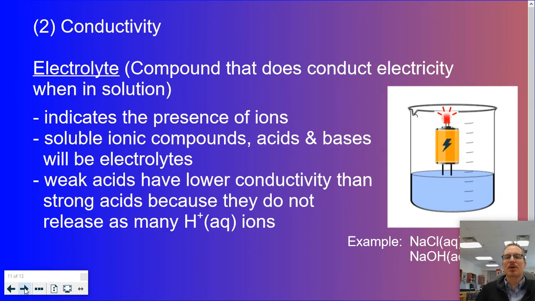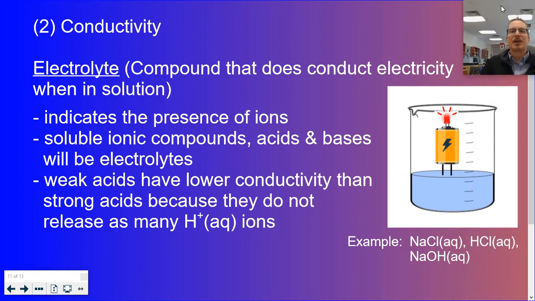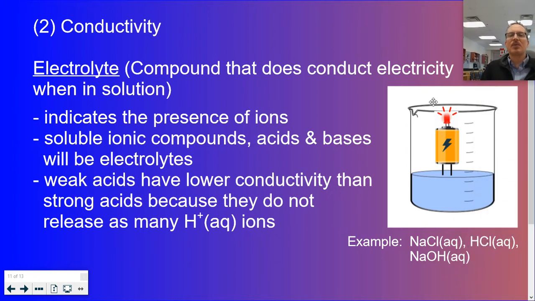Well, the second test we're going to look at is the test for conductivity. So for conductivity, we're going to use a conductivity meter. Ideally, this is very, very simple. It could be just a battery with two electrodes coming off, hooked up into an LED light. If it conducts electricity, it would be considered an electrolyte. Electrolytes are compounds that conduct electricity when in solution.